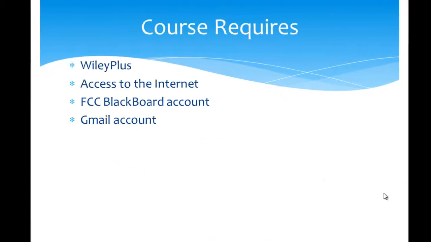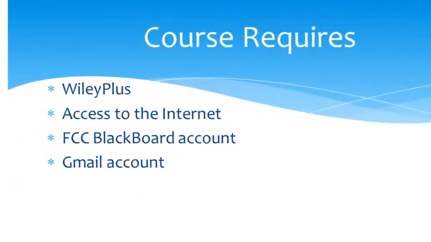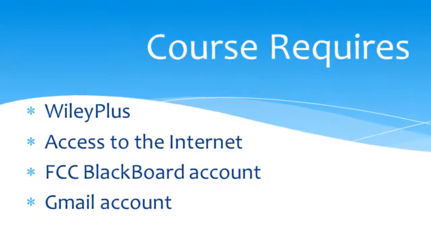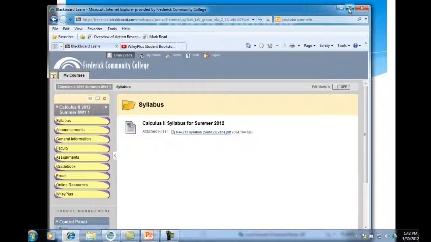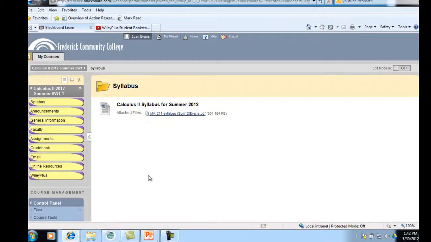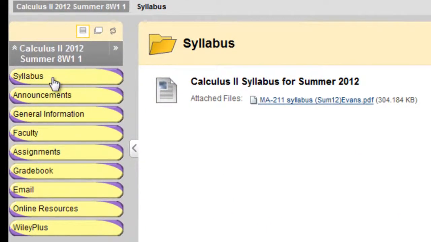Things that the course requires: the Wiley Plus access code, access to the internet, FCC Blackboard account, and Gmail account. Upon entering your Blackboard site, you'll see our course here with the tabs on the left: syllabus, announcements, general information, faculty, assignments, gradebooks, email, online resources, and Wiley Plus.